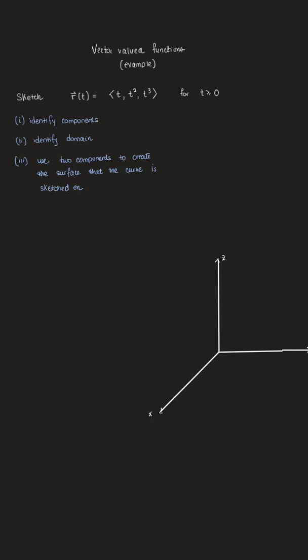Alright, so here is an example of a vector valued function. We're just going to try sketching one. We're going to use a couple of different approaches. For this one, we're going to use one approach, and for the next example, we'll use projections.